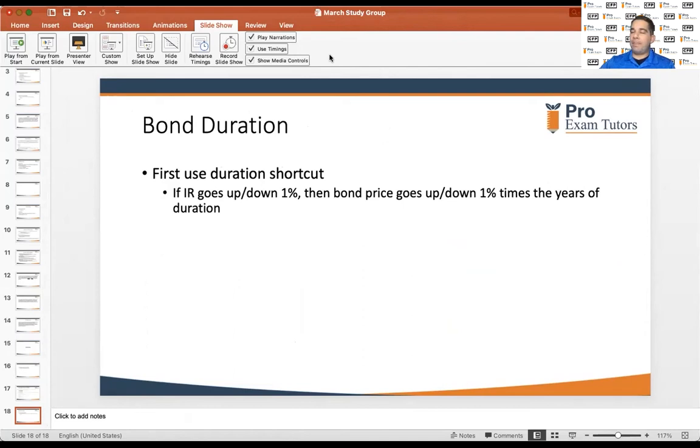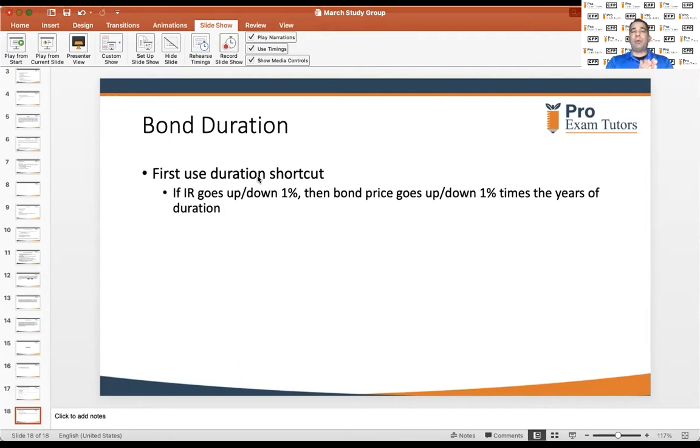First of all, when you get into a bond duration question, it could be math related. They could give you somebody who's going to retire in 20 years and they're going to put together a bond, or they're just going to buy a bond or put together a bond portfolio.